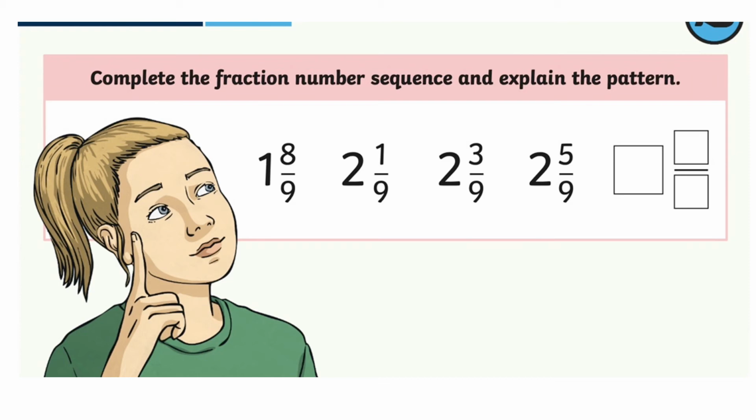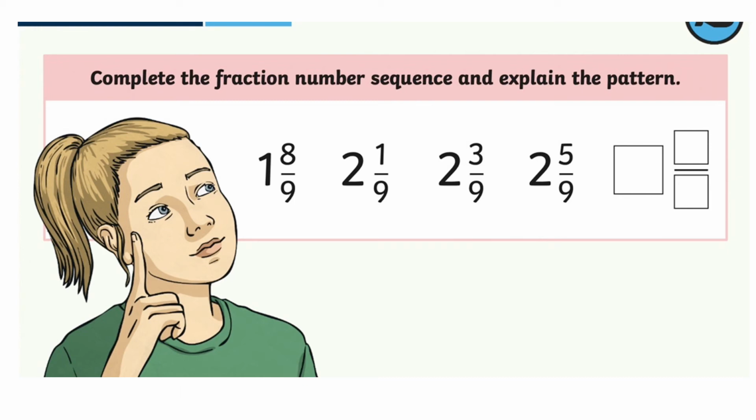Okay then, so you've got to complete the fraction number sequence and explain the pattern. So I'm going to have a look at 2 and 1 ninth and 2 and 3 ninths. So we're going to count up. So you've got 2 and 1 ninth, 2 and 2 ninths, 2 and 3 ninths. So how many ninths do you have to add? The 2's are the same, the whole numbers are the same. How many ninths do you have to add to 1 ninth to get to 3 ninths? What would you have to add to 1 to get to 3? You have to add 2. So if I added 2 ninths to 2 and 3 ninths, I would get 2 and 5 ninths.